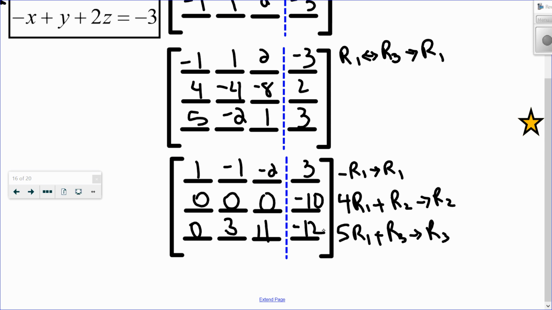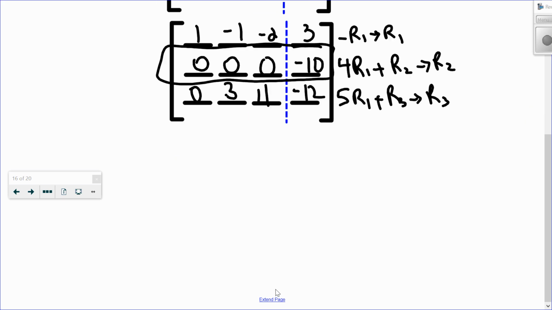If you look at this row here, we've gotten rid of all of our x, y, and z values. Essentially what this row is saying is that there are 0 x's plus 0 y's plus 0 z's equal to negative 10. So what do you guys think about that solution?